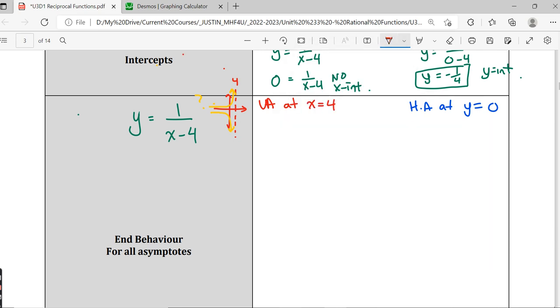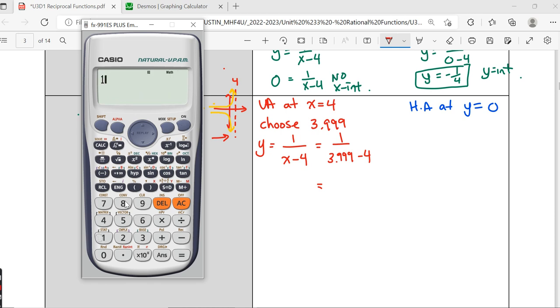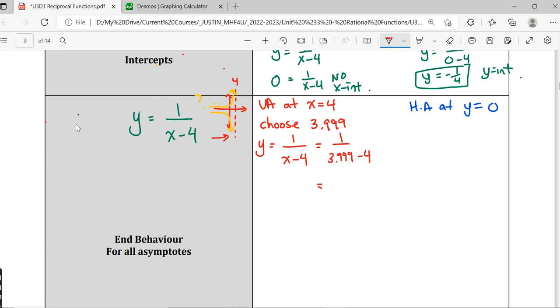We do that by choosing numbers that are very close to 4. So I'm going to choose 3.999. Since I'm approaching from the left, it should be a number less than 4, right? So then I simply plug it in and see what happens. y equals 1 over x minus 4 equals 1 over 3.999 minus 4. Let's see what kind of number I get. Do I get a very big number or a very small number? 3.999 minus 4 is negative 0.001, so the result is negative 1,000. Pretty small number, so it's safe to say it's going to approach negative infinity.